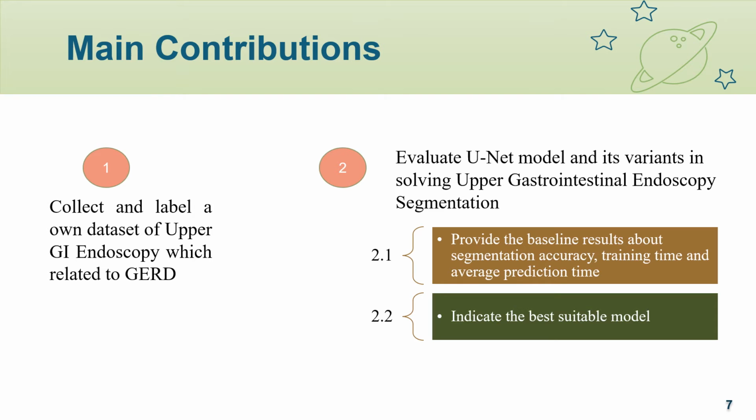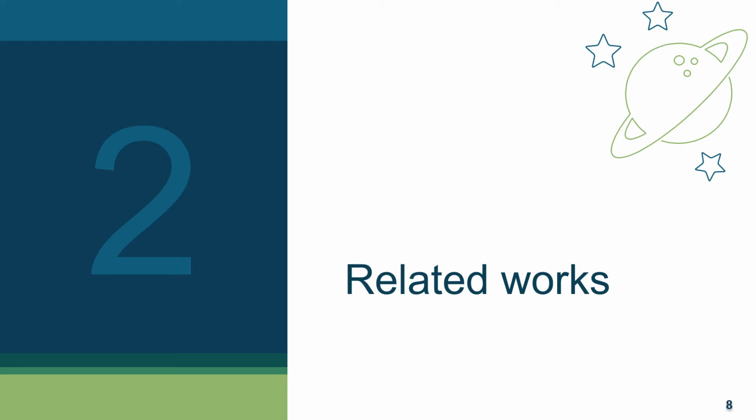Secondly, this work concentrates on the UNET model and its variants including Attention UNET, R-UNET, R2-UNET, and UNET++. Through experiments, we evaluate the obtained results not only on segmentation accuracy, but also on training time and average prediction time to indicate the most suitable model for the problem of upper gastrointestinal endoscopy segmentation in supporting the diagnosis and treatment of gastroesophageal reflux disease. Let's move on to Part 2.